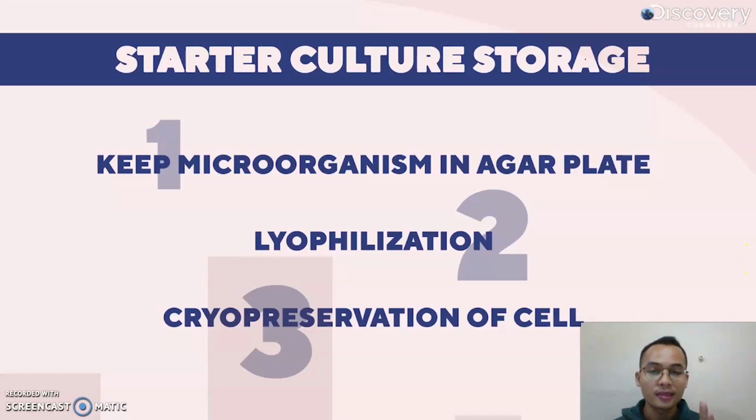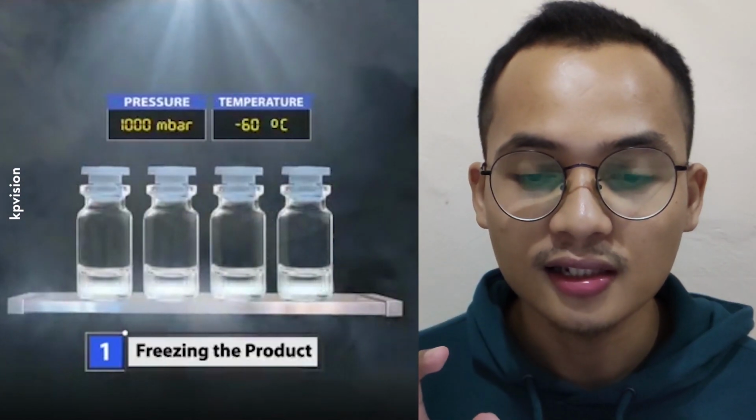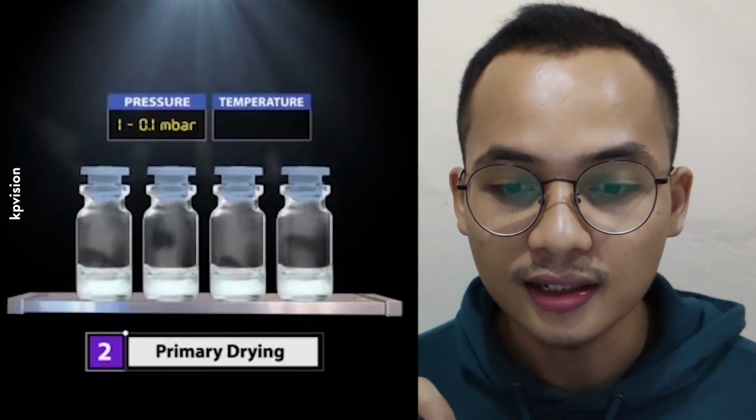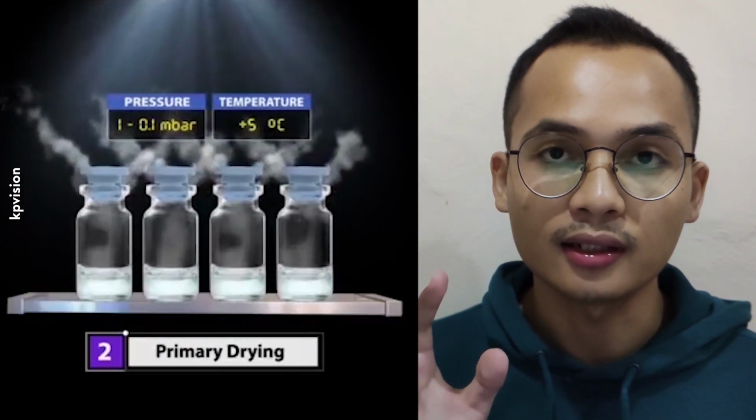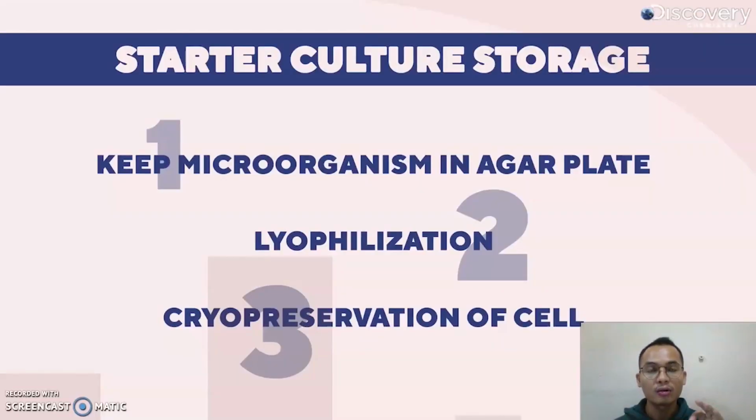So the next method is lyophilization. What is lyophilization? Lyophilization is when the cell is shock frozen and the water from inside of the cell is removed by evaporation in the condition of low temperature and low pressure. The cells that undergo this process are stored for a long time with minimal maintenance, and only robust cells survive.